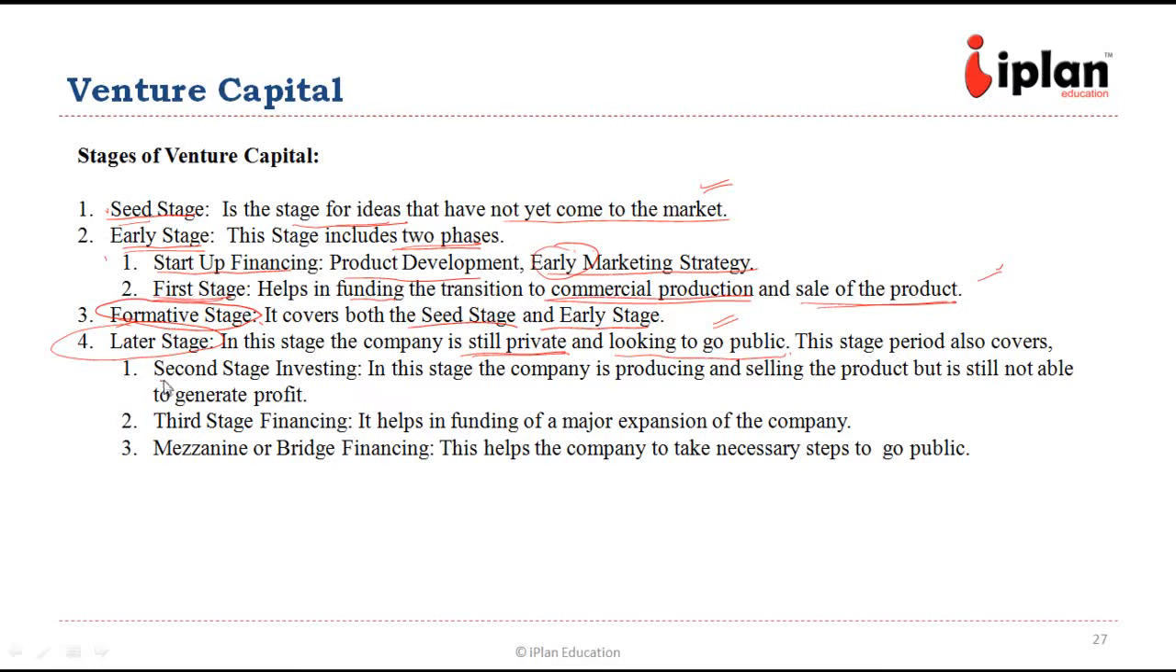So here we can have second stage investing, in which the company is producing and selling the product but still not able to generate profit, or it could be third stage financing, where it is helping for major expansion in the company. The company is profitable, but it wants to expand to different markets or different segments. For that, venture capital is providing funding. And the third kind is mezzanine or bridge financing, which helps the company to take certain steps for going public. So these were the stages.